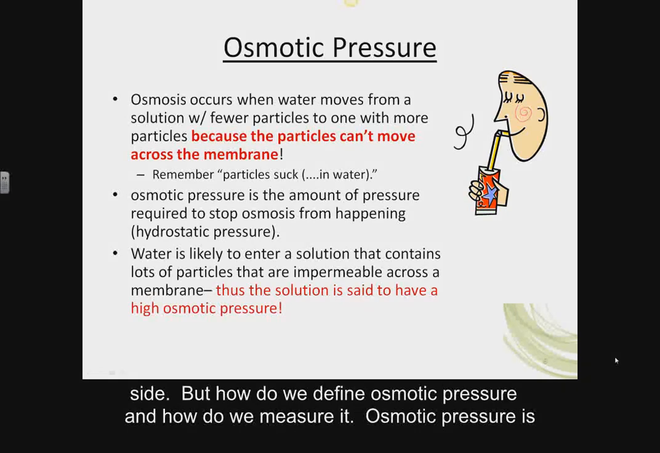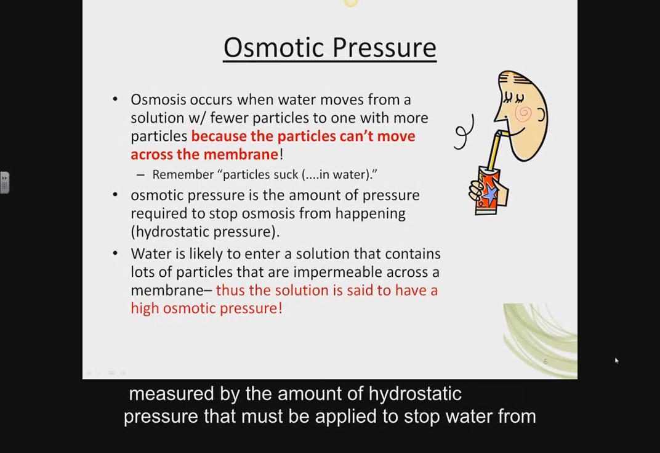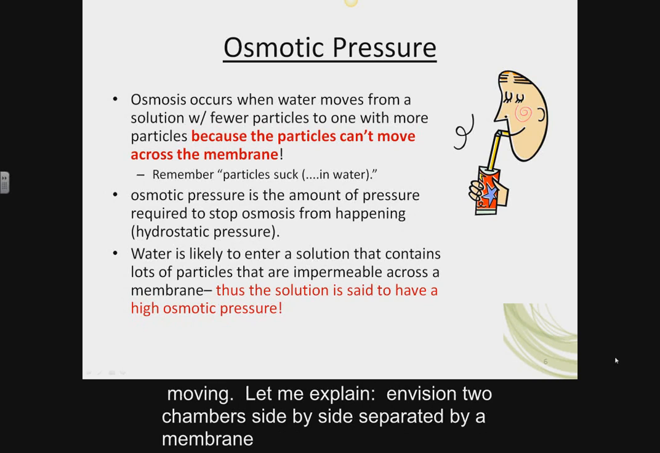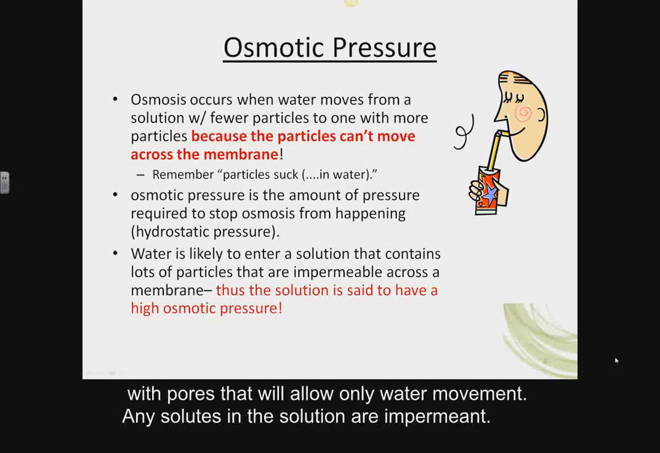But how do we define osmotic pressure, and how do we measure it? Osmotic pressure is measured by the amount of hydrostatic pressure that must be applied to stop water from moving. Let me explain. Envision two chambers side by side separated by a membrane with pores that will only allow water movement. Any solutes in the solution are impermeant.